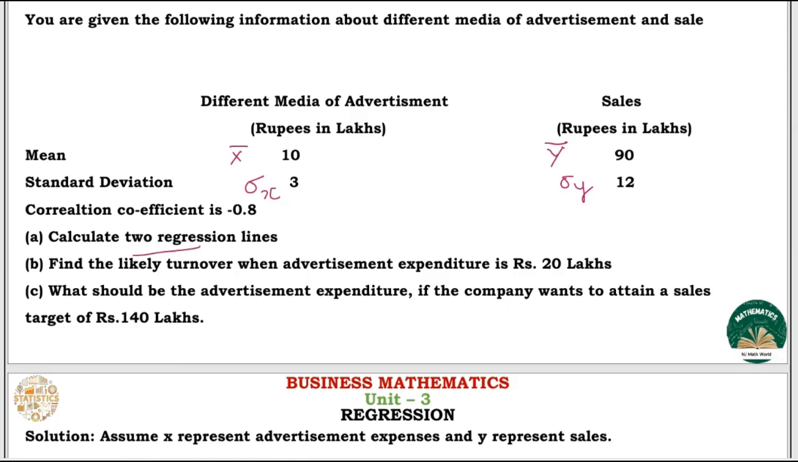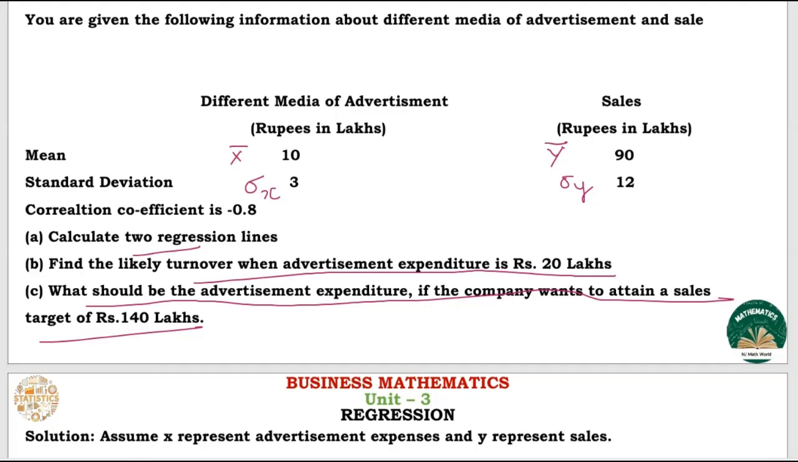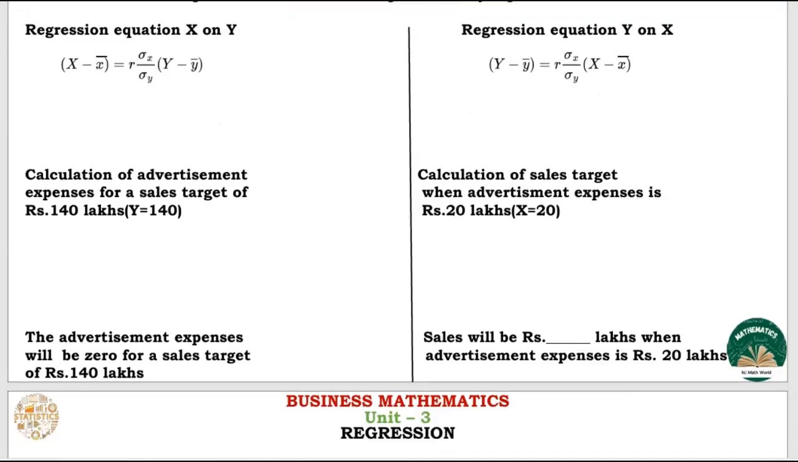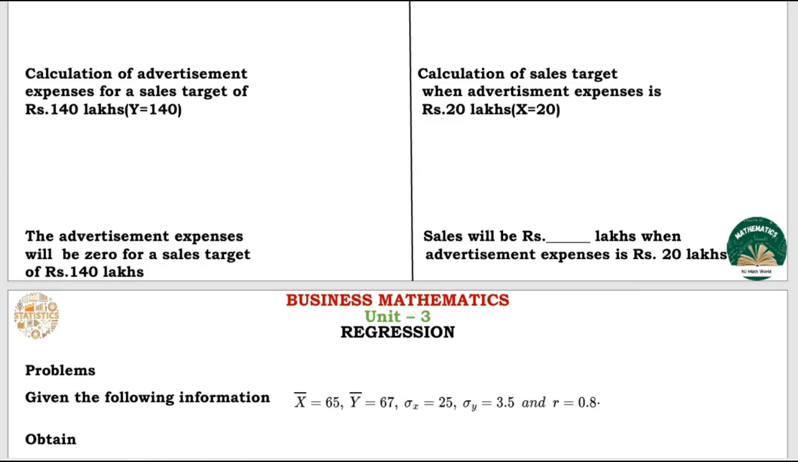Find the turnover when advertisement expenditure is 20 lakhs, and what should be the advertisement expenditure if the company wants to attain the sales target of 1,140 lakhs. So they'll give you this type of question. What you need to do is find the regression equation of x and y by the same method which I've explained, y on x. Then in the place of y you will be substituting 140, and in place of x you'll be substituting 20, and you'll get the values for the given problem.